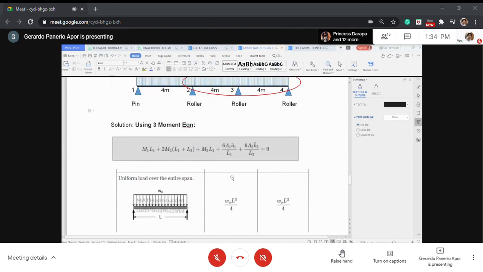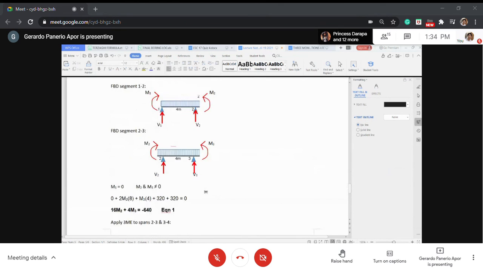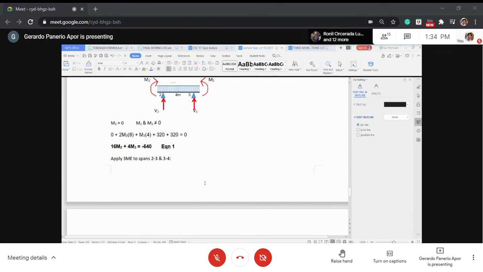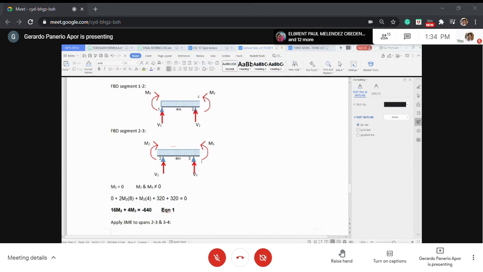Okay. So this is our lecture this afternoon. It's about the three-moment equation as applied to statically indeterminate structures. There are two types of indeterminate structure. One is statically indeterminate to the first degree. Another one is the second degree. What's the difference between them? The first degree has only one equation, and the second degree has two equations. So that's how we do it.